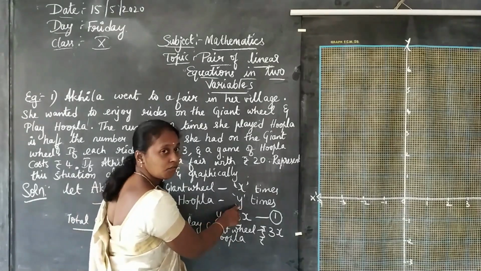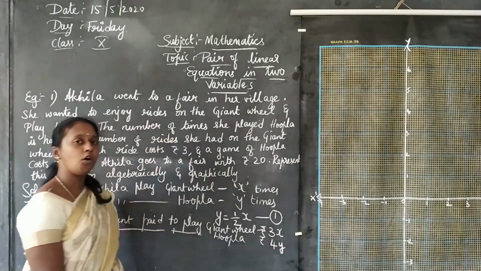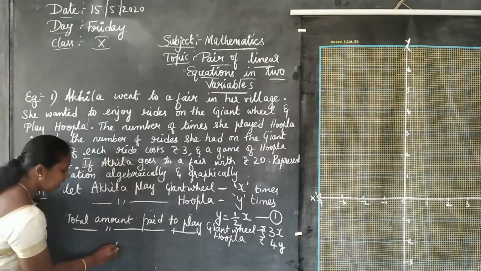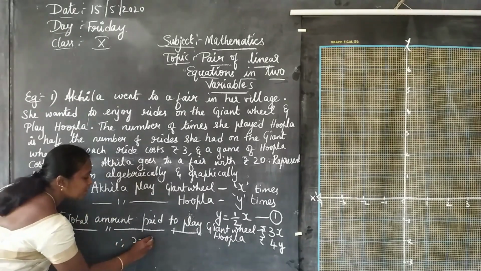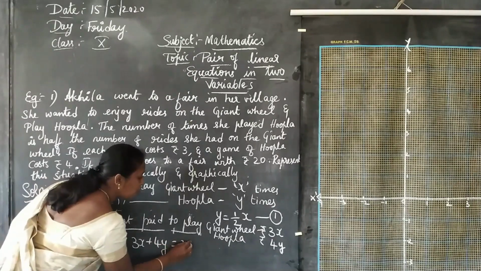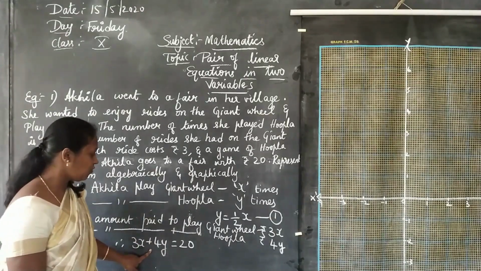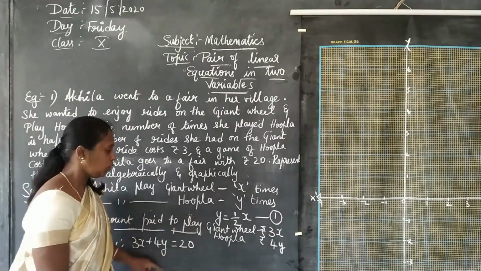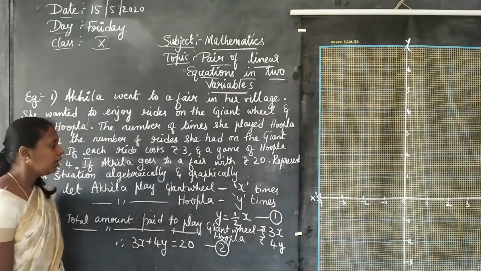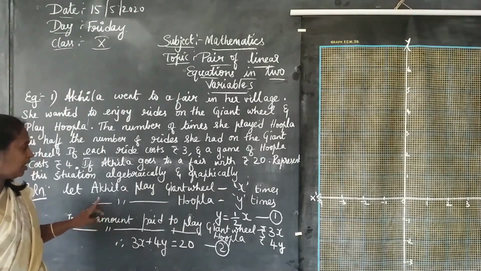So how many times? 4y, right? So the amount will be rupees 4y. Here, what is the total amount she has? Therefore, 3x plus 4y. The total amount she had was rupees 20. So 3x plus 4y is equal to 20. This is equation number 2. Is it clear, children? Please make it clear with understanding.